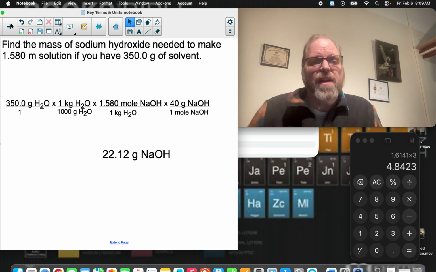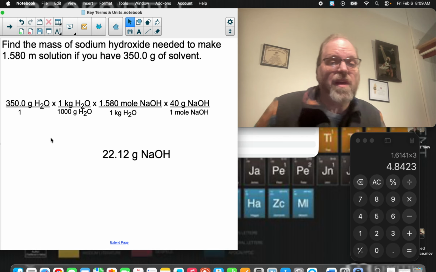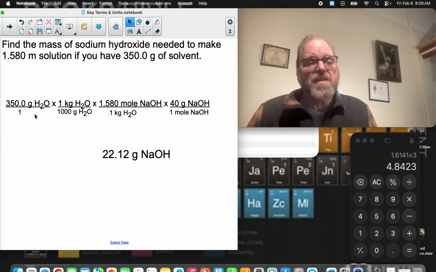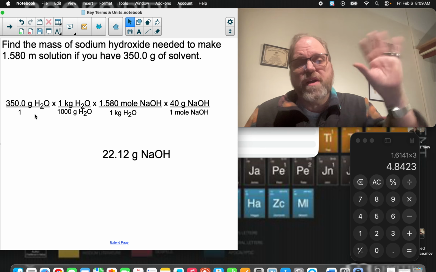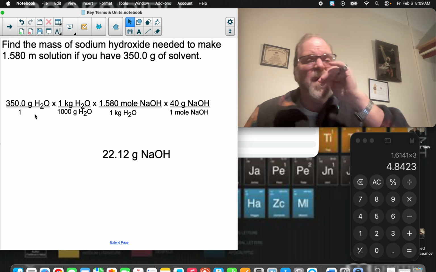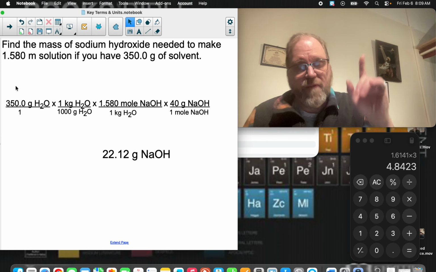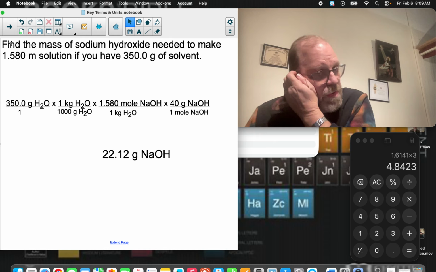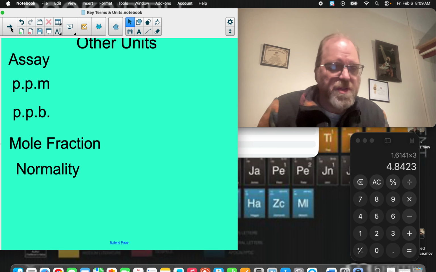So we're going to take that 350.0 grams. We never start with the concentration. We start with the other value. 1 kilogram is 1,000 grams. Then molality 1.580. Use that molality as a unit converter, so kilograms goes to moles. 16, 1, 23, that's 40 grams is 1 mole. Multiply through, we get 22.12 grams of NaOH. All right, those are reviewed.